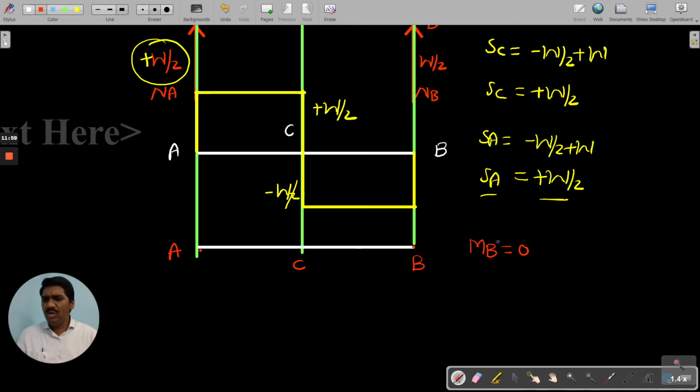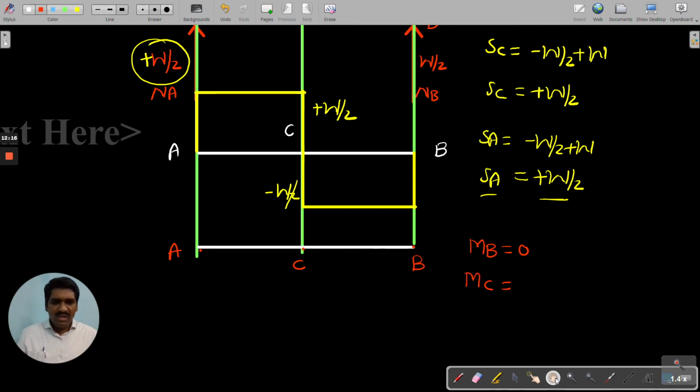What is the meaning of moment or bending moment? Force into distance is called bending moment. What is the bending moment at the point C? Tell me all of you, what is the bending moment value at the point C? So, coming to the point C.